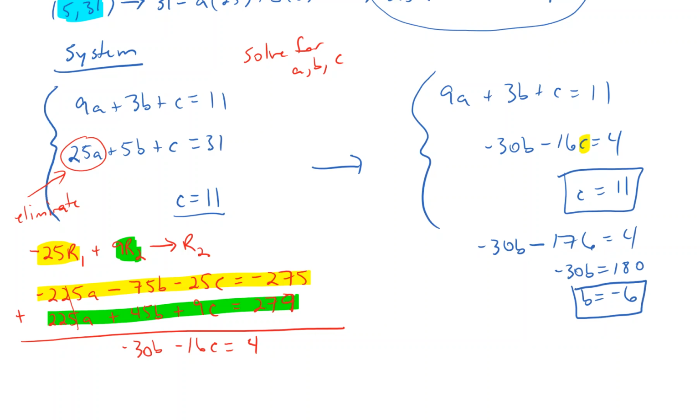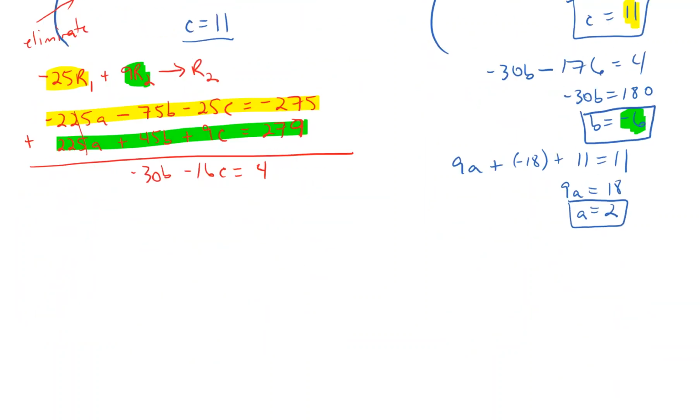Now I can plug my c of 11 and my b value of negative 6 into my first equation and solve for a. So I've got 9a plus 3 times b, which is negative 6, so that's negative 18, plus c, which is 11, equals 11. Moving all that around, I get 9a equals positive 18, so a equals 2.